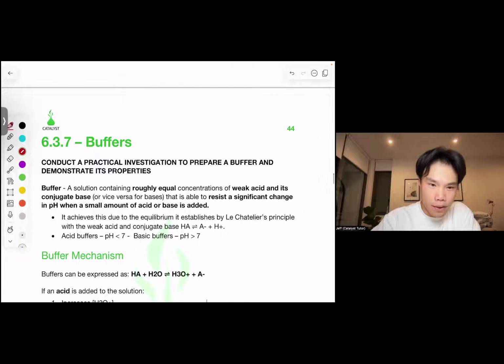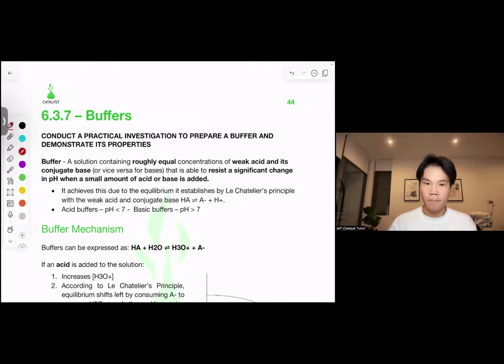I'll give a thumbs up to the first one in. So when you talk about a buffer, it's a weak acid and conjugate base, which acts via an equilibrium system to resist changes in pH. Let's talk about how exactly that works.